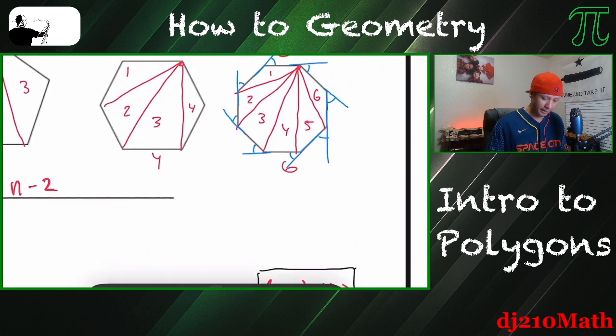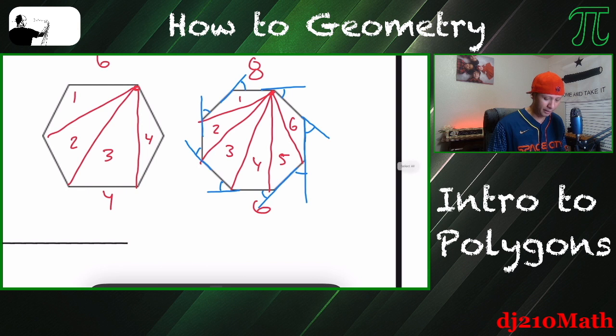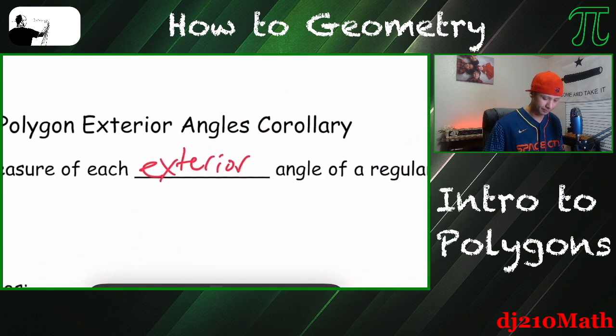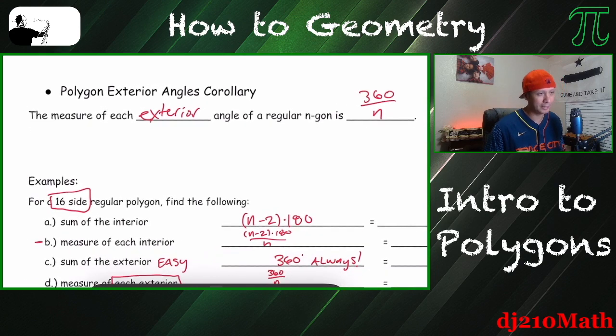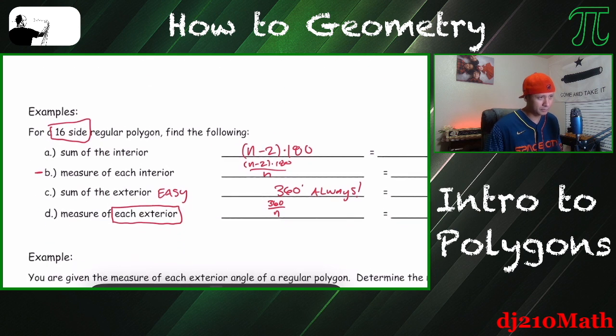So just remember that an exterior angle is whatever that interior angle is subtracted from 180, because a straight line is 180. So that would be the exterior, outside. All right, and if I want to know what each exterior angle measure is, then that would be 360 divided by the number of sides. And that's really it. So these are the four big ones.